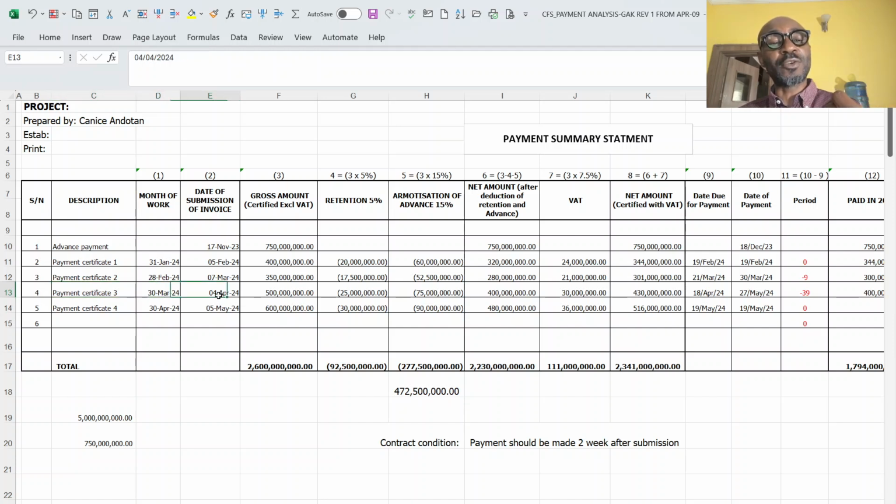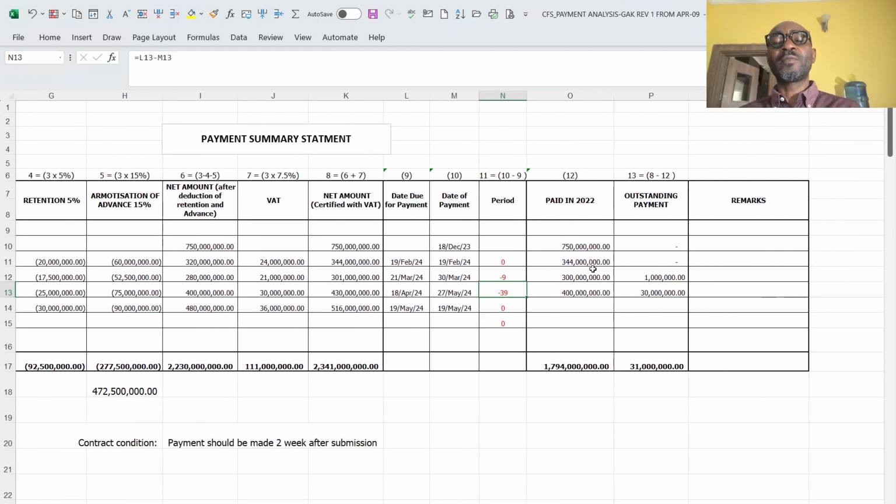So also the same thing for payment certificate 3. I submitted my invoice for payment on the 4th of April. It was a 500 million gross. After deduction of retention, amortization, and added VAT, I have 430 to claim. And my due date for payment is the 18th of April, but I was paid on the 27th of May. So there's a 39 days delay.